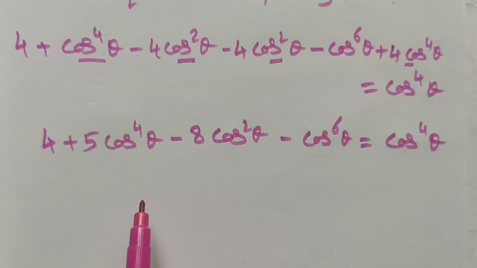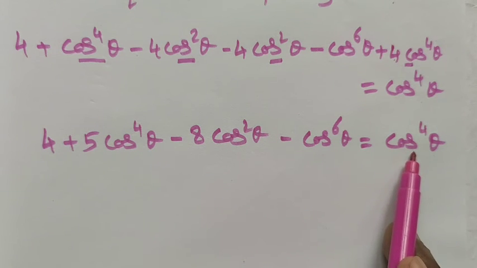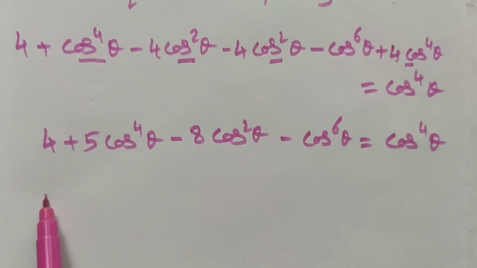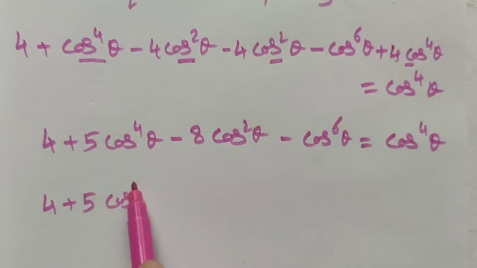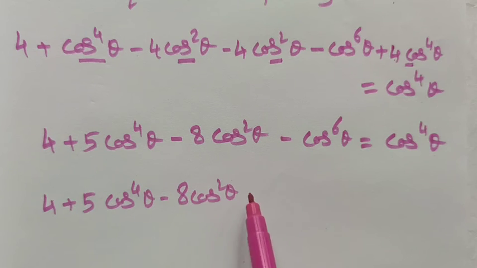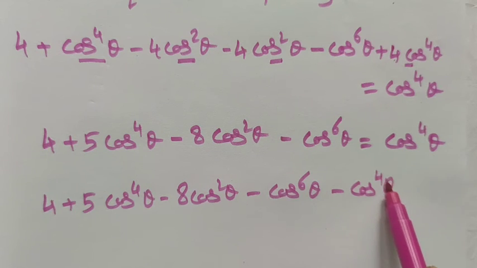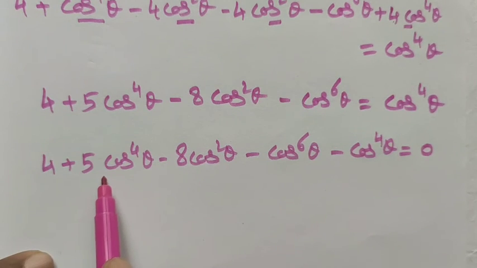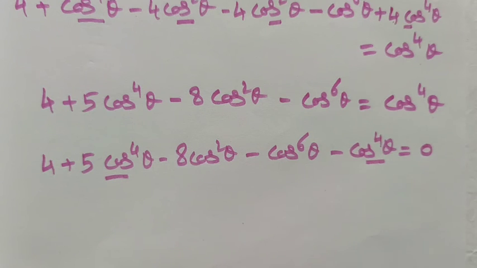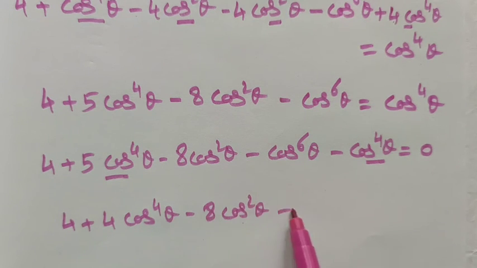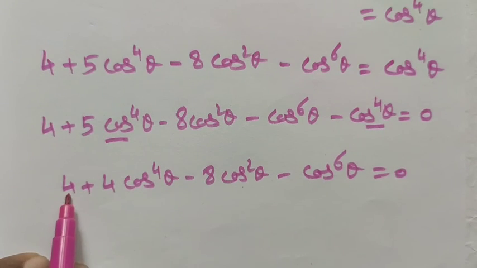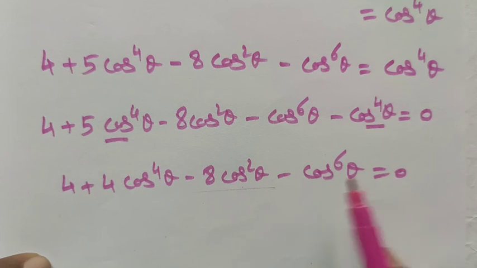Now I take the cos power 4 theta term to this side, so we get 4 plus 5 cos power 4 theta minus 8 cos square theta minus cos power 6 theta minus cos power 4 theta is equal to 0. Now see, here we have 5 cos power 4 and here we have 1 cos power 4, that is subtraction, so we get 4 plus 4 cos power 4 theta minus 8 cos square theta minus cos power 6 theta is equal to 0.